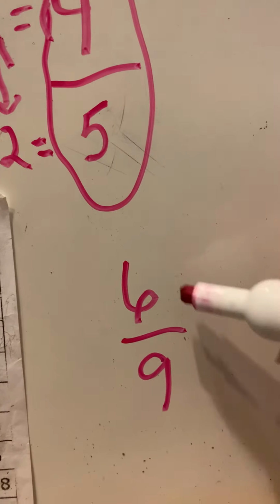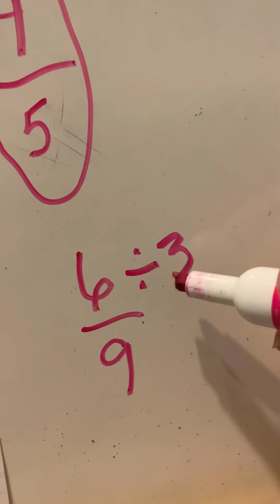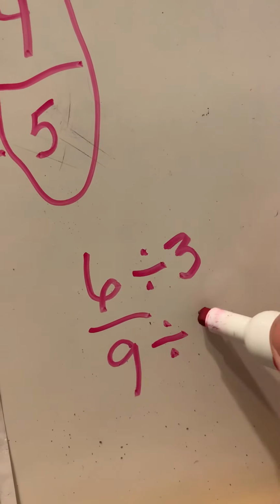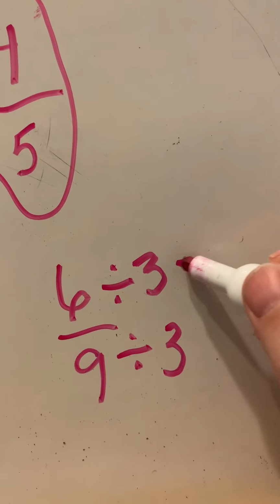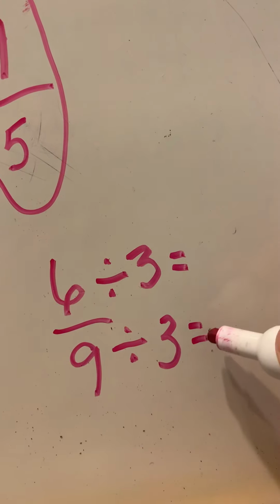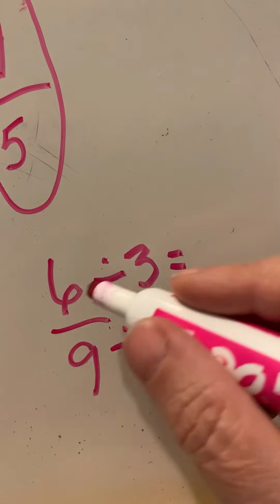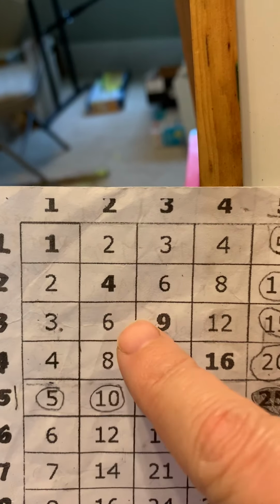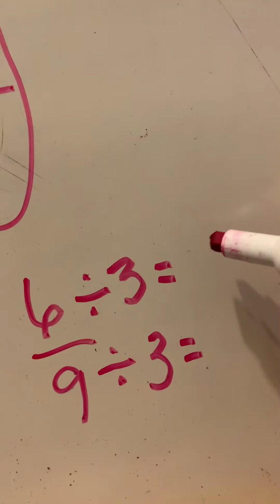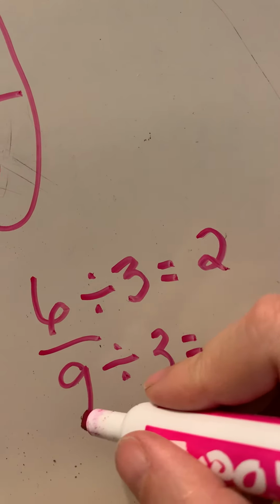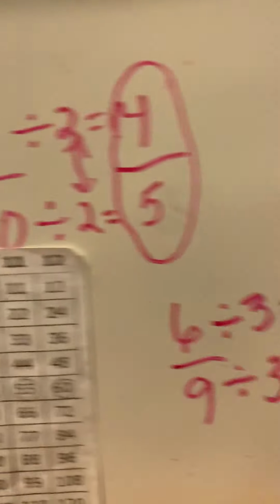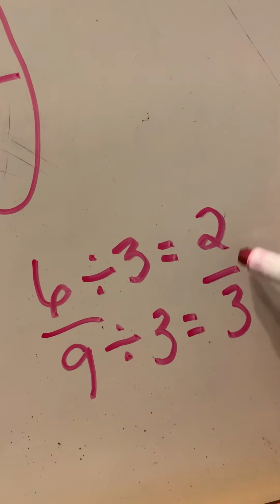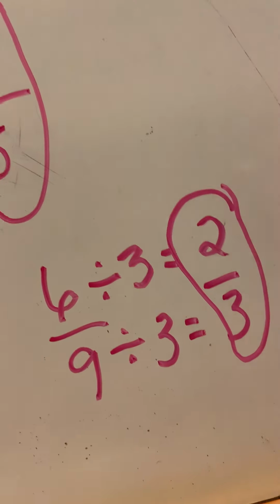So I'm going to put divide by 3, because remember, whenever you divide by the top, it has to be able to be divided by the bottom, or it doesn't work. It's not equivalent. You can do it, but it's just not equivalent. So how many 3's go into 6? How many 3's go into 6? 2. How many 3's go into 9? 3. So the new answer is 2 over 3.